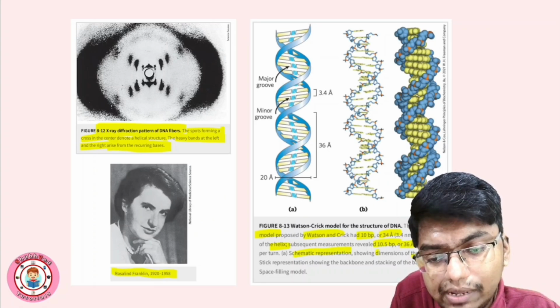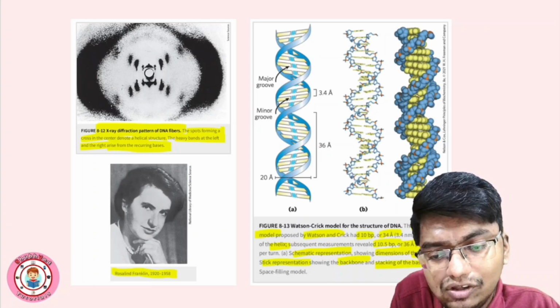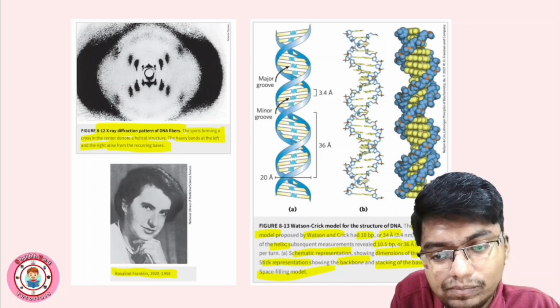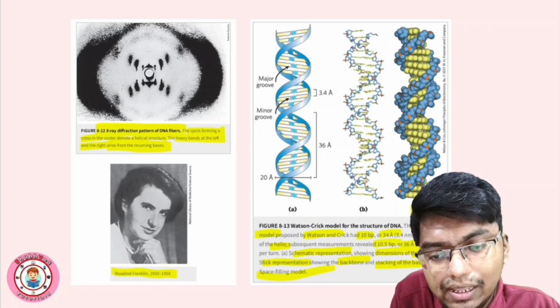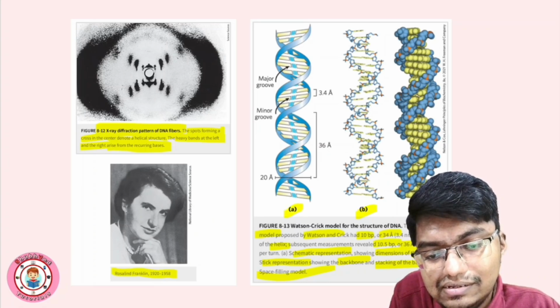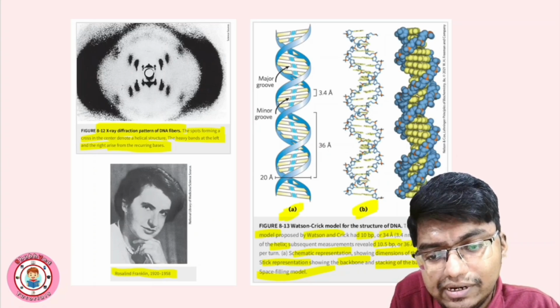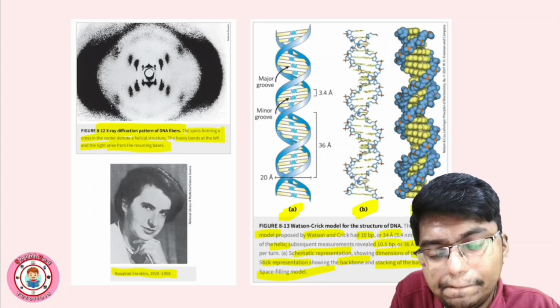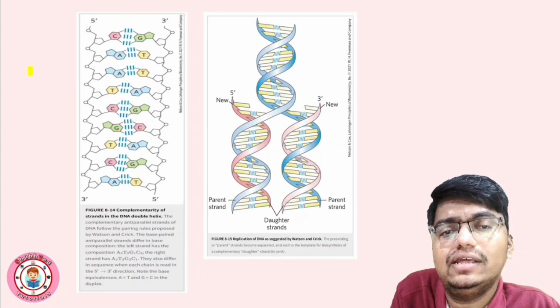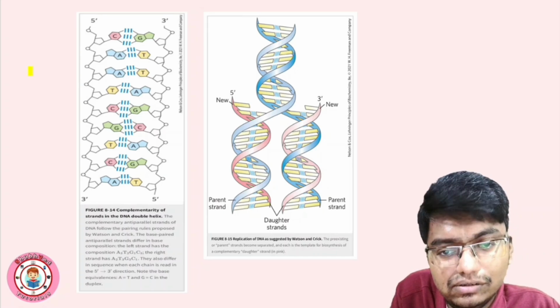Schematic representation showing dimension of the helix, stick representation showing the backbone and stacking of bases, space filling model. Okay, so A is helical model, B is stick representation, and C is space filling model. Same things, you can see complementary nature and anti-parallel strands, right, as I told you.